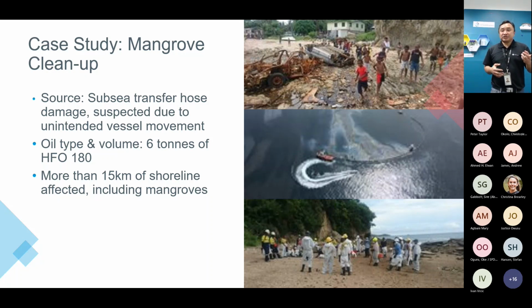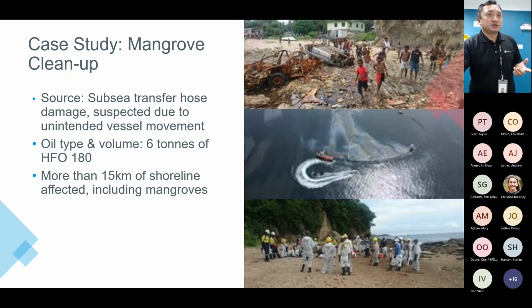The type of oil is HFO 180, so I would say this would be a persistent oil, and the volume of the spill is about 6 tons. And this subsea transfer hose is actually near the shoreline, so that's why there's a mangrove shoreline that was affected. So more than 15 kilometers of shoreline was affected, including mangrove shoreline. So how they did the monitoring and the sampling is through this approach.